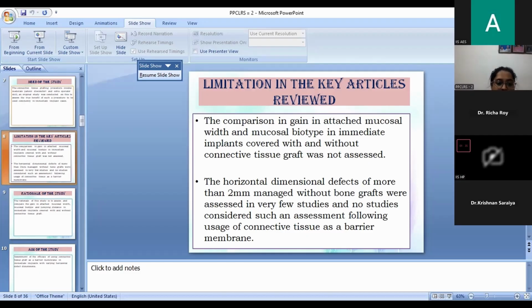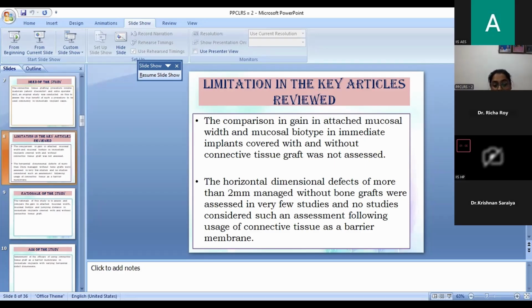Coming to the results, intercomparison of the mean attached mucosal width was done among the groups A1, A2, B1, and B2, and statistically significant results were obtained. Intercomparison of mean mucosal coverage was also done, but statistically significant results were not obtained. Intercomparison of mean mucosal biotype was also done, but statistically significant results were not obtained. But in the intercomparison of peri-implant bone fill achieved, statistically significant results were obtained.